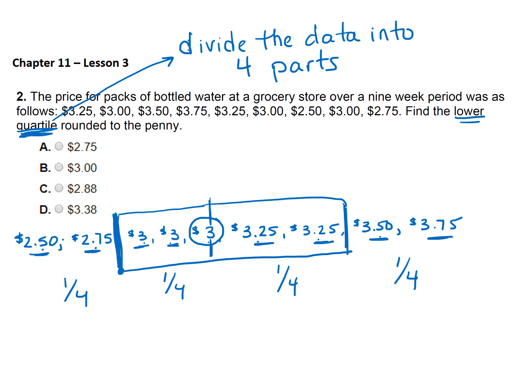Okay, so what number is that? Well, it's somewhere between $2.75 and $3. So it's halfway between. So we have to do 3 plus 2.75, which equals 5.75. And we have to divide that in half.